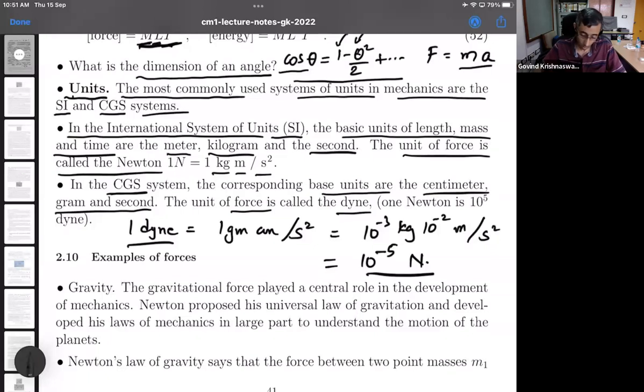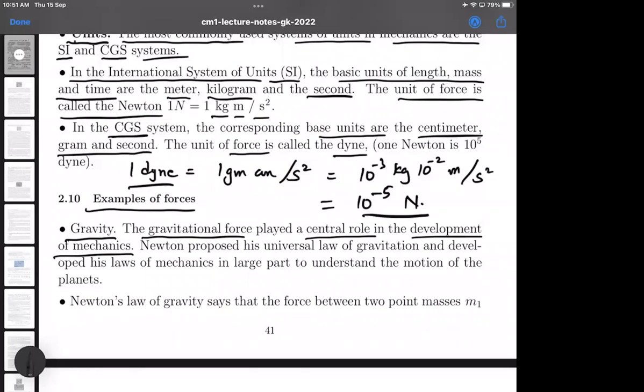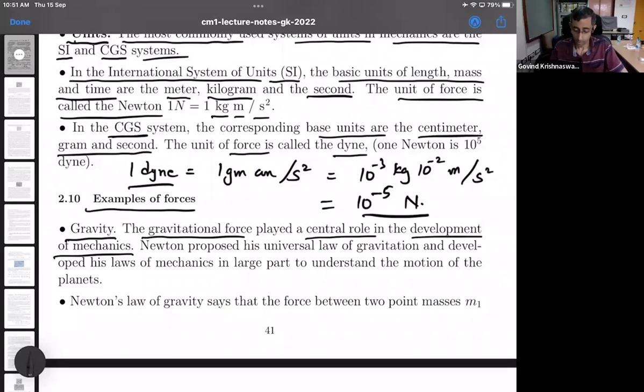Okay. So now I want to give a few examples of forces and some of their features. First, gravity. So the gravitational force played a central role in the development of mechanics in the hands of Galileo, Newton, and their contemporaries. And their contemporaries were people like, okay, do you want to suggest some of their contemporaries? Any names occur to you? One is named after, a comet is named after that person. Who was a contemporary of Newton? Halley. Yeah, indeed. Halley's comet. He was a friend of Newton.